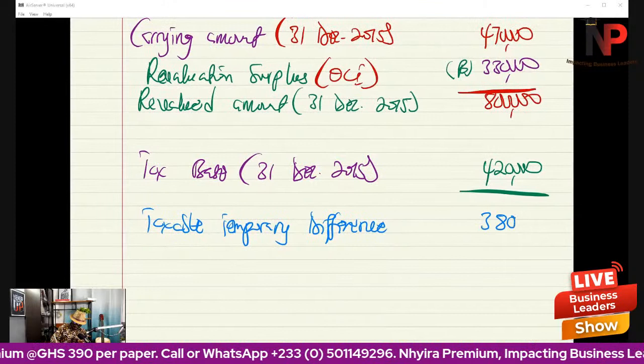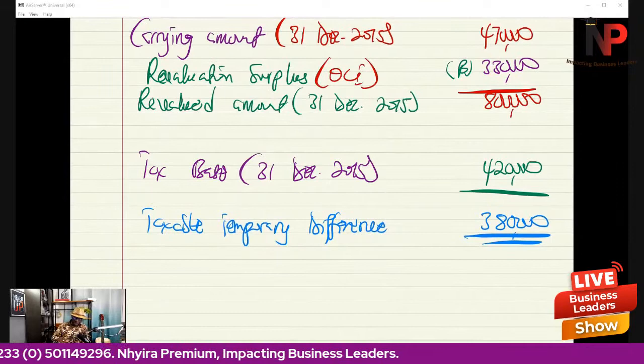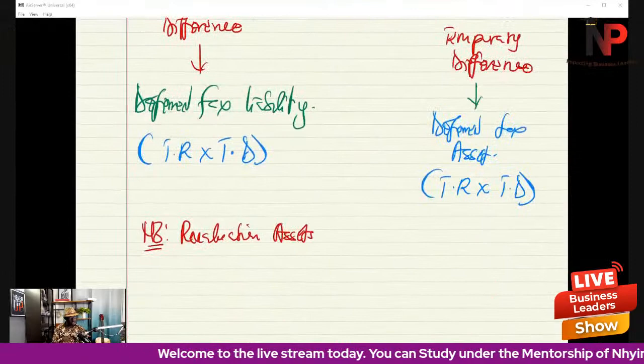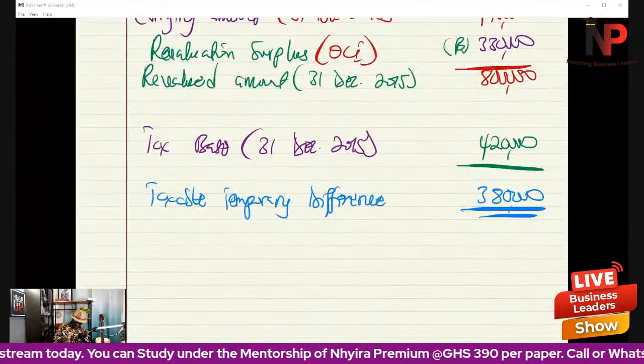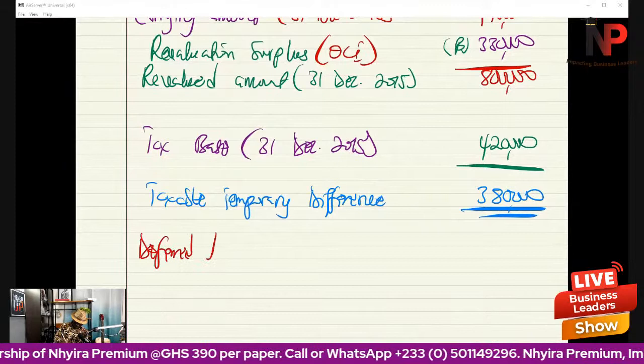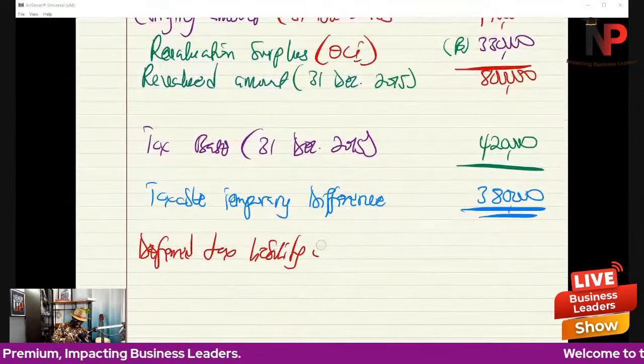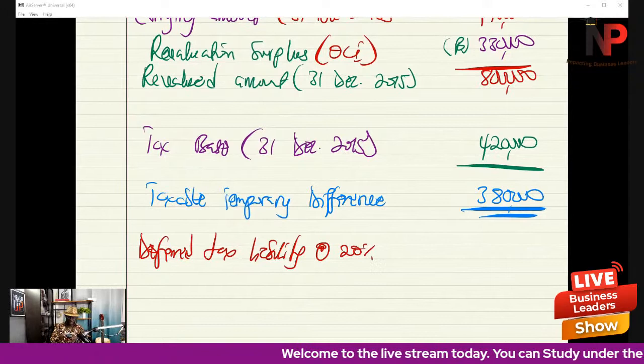Now, remember, like I tell you always, presentation is critical when you're doing some of these work. So once we have the taxable temporary difference, what did we say? We said taxable temporary difference results in a deferred tax liability. So let's see. We bring in the deferred tax liability at the tax rate given to us in the question. Sorry. Okay, that's above here, 20%. So the tax rate here is at 20%. So we take 20% of 380, and that gives us an amount of $76,000.